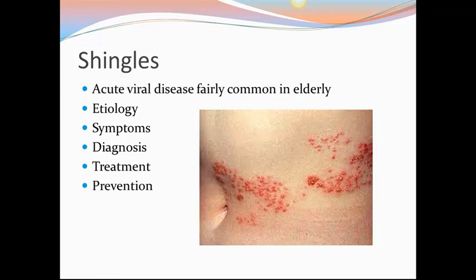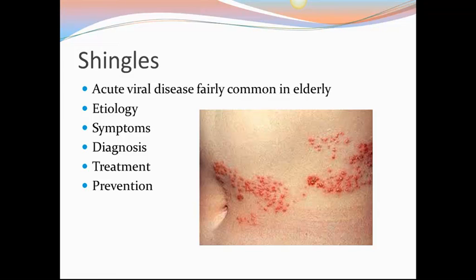Shingles is an acute viral disease fairly common in the elderly. Some of you may ask why shingles is under the neurology group of diseases, and actually shingles is the varicella virus that lies dormant in the nerve endings of a person. And when the nerve endings are irritated by stress or another virus or illness, the shingles will become present.